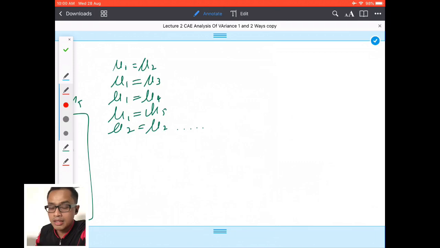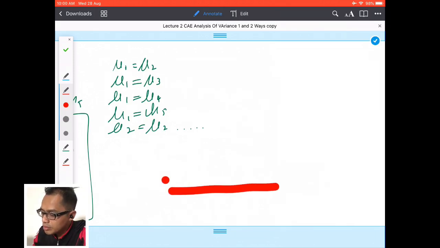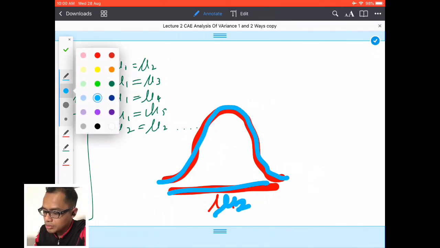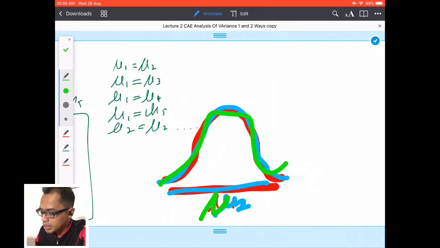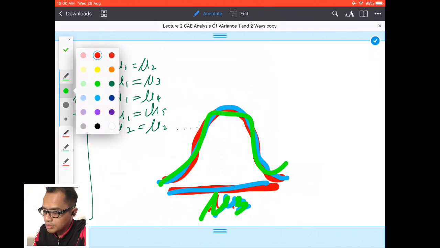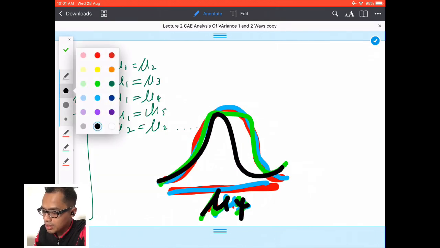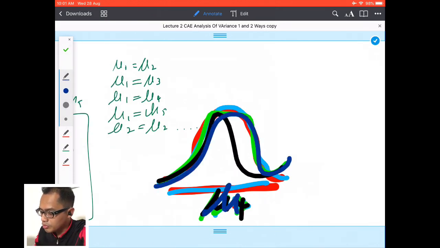I'm going to use this color now. This is group mu 1, right? Mu 1. Oh, too bad, it's too big. Mu 1. I'm going to change the color now to blue. Mu 2 will be superimposed on top. Mu 2. Change color to this one. Mu 3. And change color to this one. No, the same red. Black. Mu 4. And change color to the last one. Maybe dark blue. Mu 5.